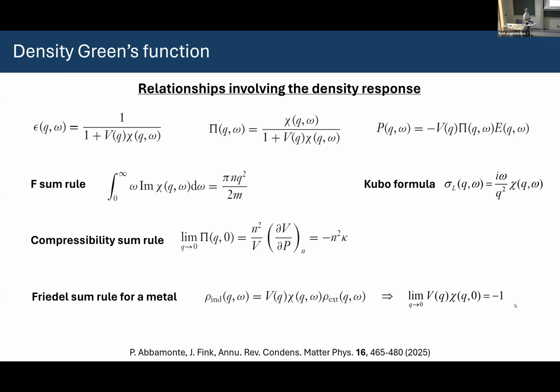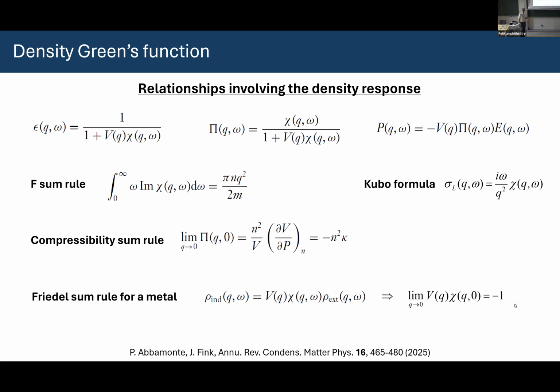The last one is somewhat obscure and it's called the Friedel sum rule. Basically it uses the fact that chi tells you how charge propagates. So if I put some external charge into the system and I multiply by V chi, then I get the induced charge. And so if you Fourier transform this, then you get a convolution integral. If I assume that the external charge is just a static point charge, Q, then in a metal, the induced charge should be exactly minus Q.